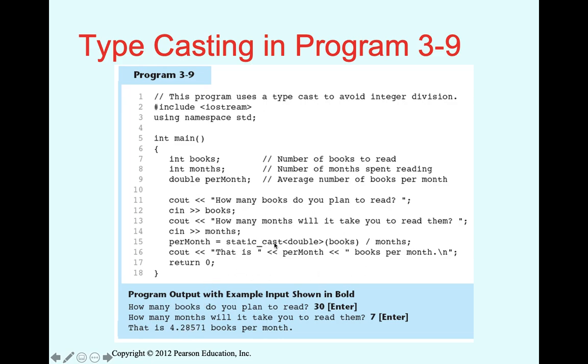If you didn't write this, you will get only 4. So it will be 4, and when you store 4 in perMonth, it will be stored as 4.0. So you will lose the fraction. If you don't want to lose the fraction, first convert books into double and do the division.